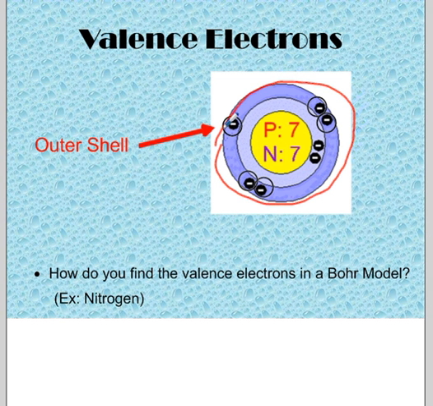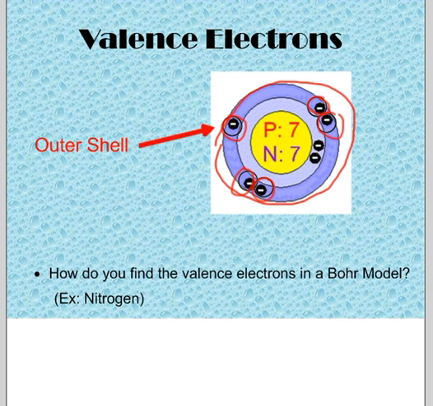I've already pointed out that this outer energy level here is the outer shell, and valence electrons are the electrons found on the very outside outer shell. So all of these here that are circled are your valence electrons. So valence electrons are not the total number of electrons, but only the electrons that are found on the very outside energy shell. So for this model, nitrogen has 5 valence electrons. There are 5 electrons on the very outermost shell.